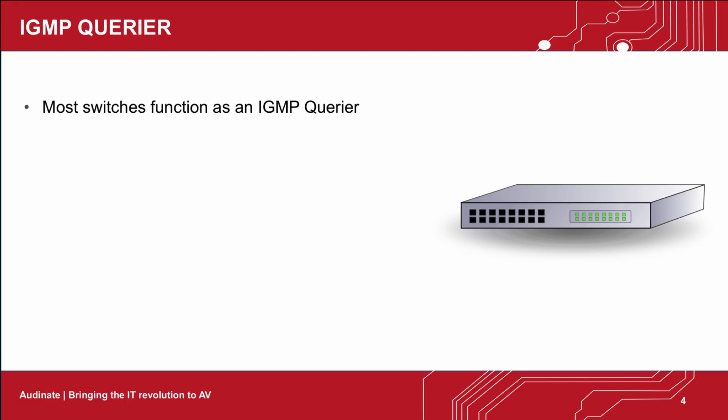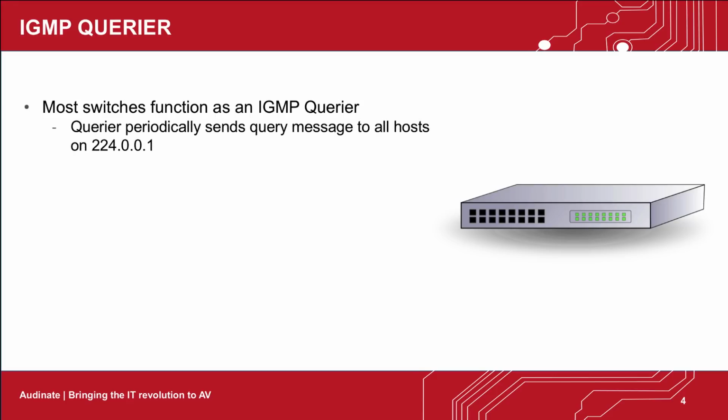Most Ethernet switches today can function as an IGMP querier. And this is important because you need to have one querier on the network to make IGMP work. So if you haven't turned this on and configured a querier, then IGMP is not going to work.